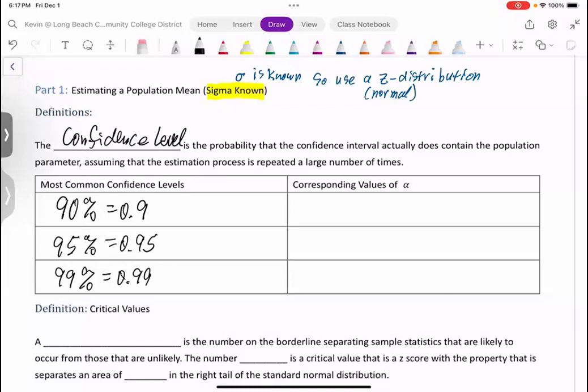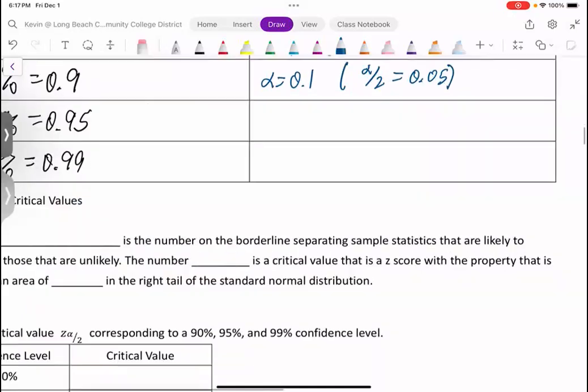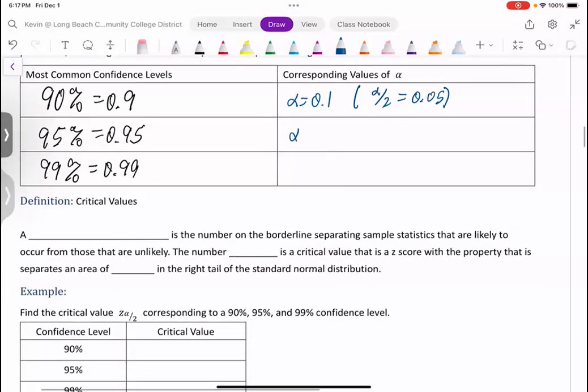Now, the corresponding alpha is going to be whatever is left out of the 100%. So if our confidence level is 90%, that means our alpha is 10%. Now, something that we're going to need in a few minutes is our alpha divided by 2. And half of 10% is 5%. For a 95% confidence level, we're going to end up with alpha equals 5%, which means our alpha divided by 2 is half that, which is 2.5%.